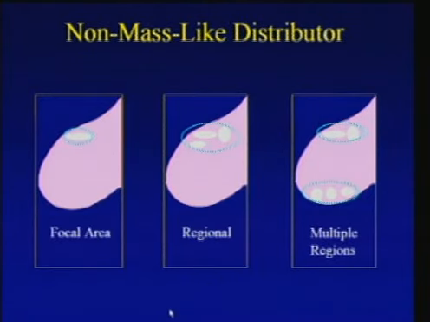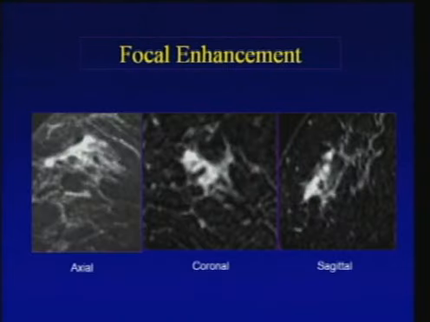Now, we're going to shift gears and describe, I think, the toughest category, which is these non-mass-like distributions. This is going to be described as a focal area, just one spot, regional, where it's more extensive, and multiple regions where you can see it really in different quadrants of the breast. The focal area, I try to think of it as being equivalent to asymmetric breast tissue that you're going to see on a mammogram. So, in fact, this is it, a focal enhancement.